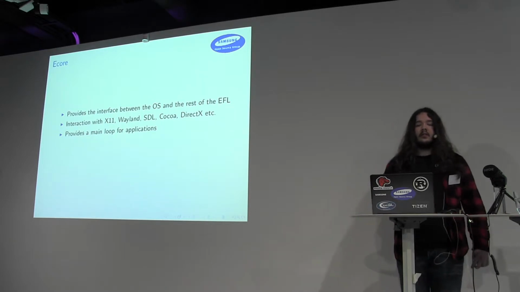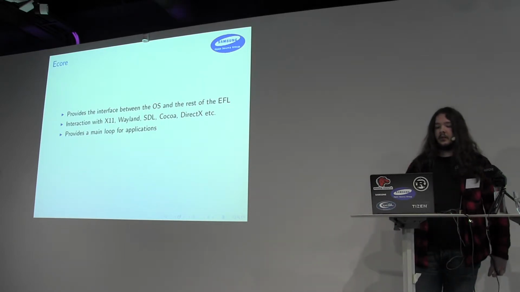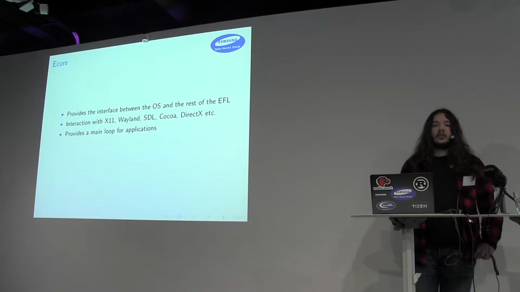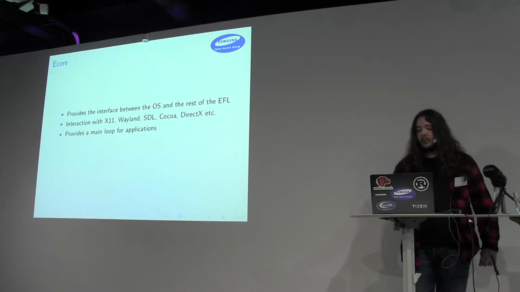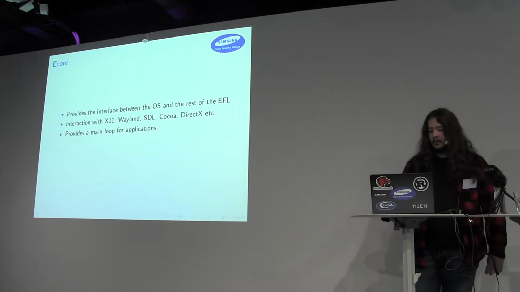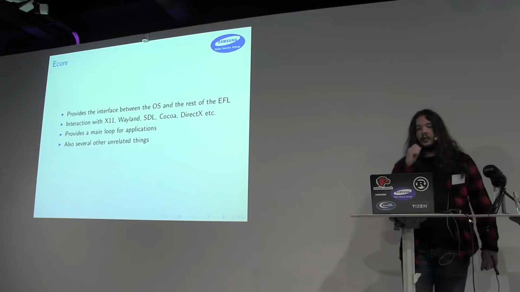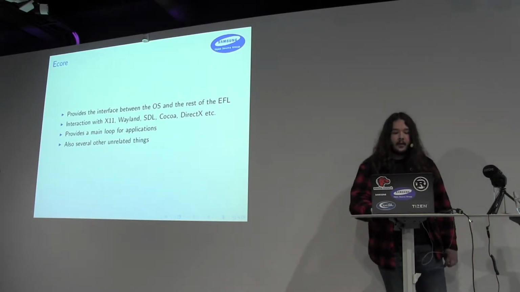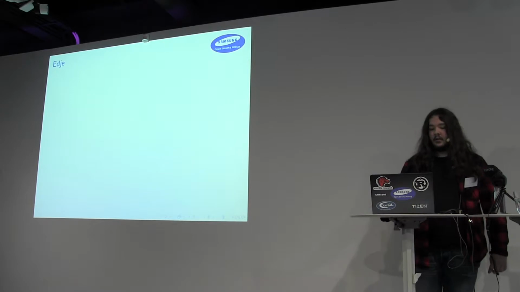Basically, if you want to use the EFL, you need to use eCore to provide the main loop. You could potentially write your own main loop if you wanted to, and obviously use Evas as a standalone thing, but that's something most people wouldn't do. It's complicated, and several other things unrelated.